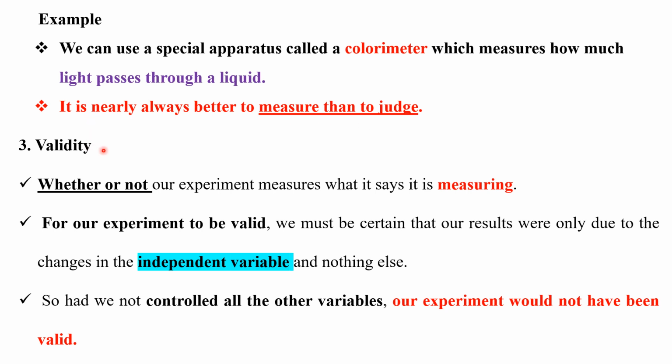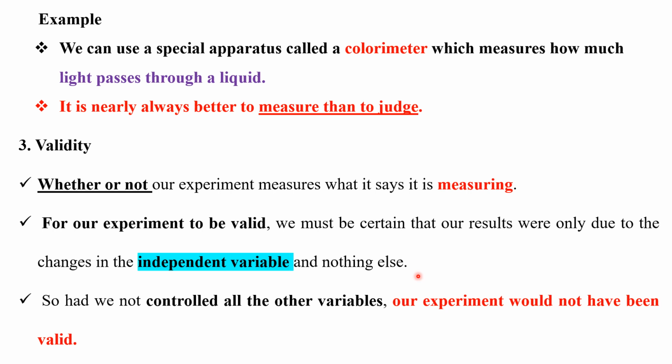The third one is validity. Validity is whether or not our experiment measures what it is supposed to be measuring. For our experiment to be valid, we must be certain our results are only due to the change in the independent variable and nothing else. We are focusing on the change in the independent variable.